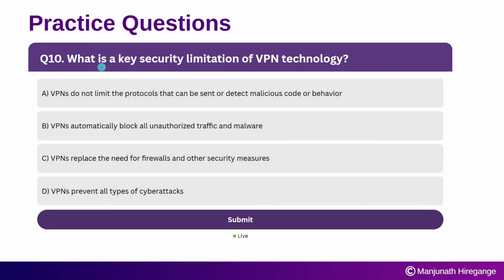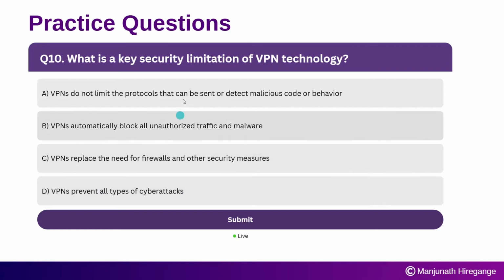Question number 10. What is a key security limitation of VPN technology? Option A, VPNs do not limit the protocols that can be sent or detect malicious code or behavior. Option B, VPNs automatically block all unauthorized traffic and malware. Option C, VPNs replace the need for firewalls and other security measures. Option D, VPNs prevent all types of cyber attacks.